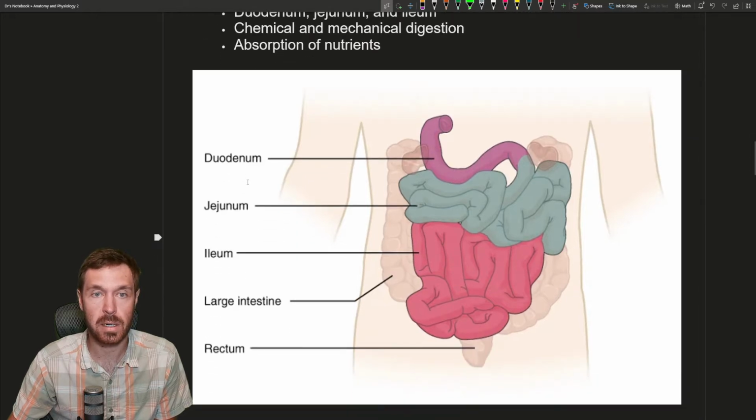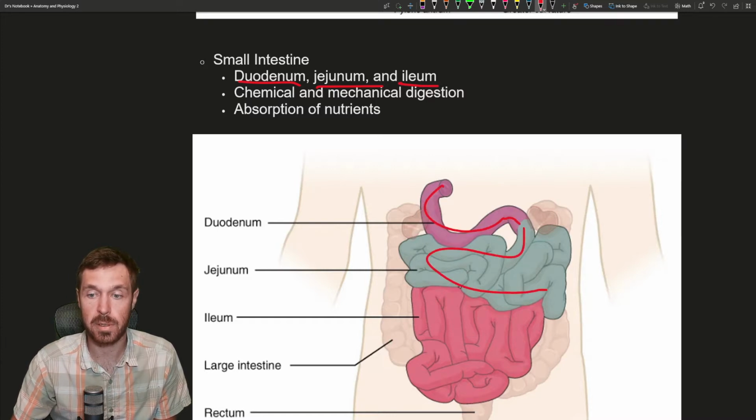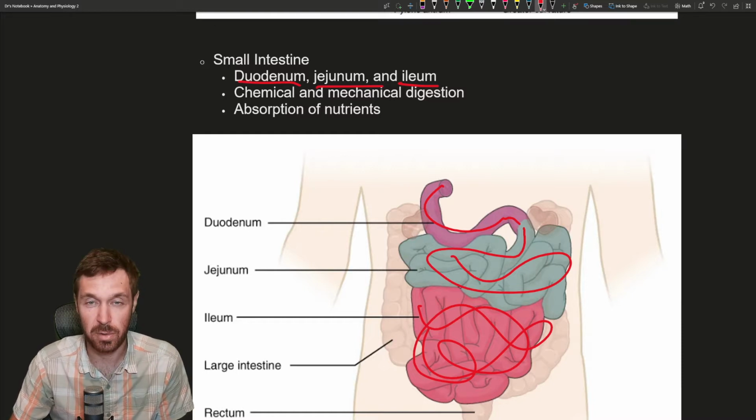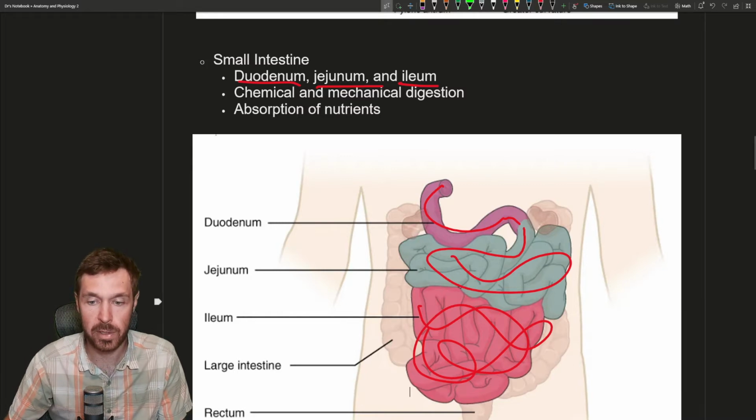So there are 3 parts to the small intestine. Like I said, there's the duodenum, jejunum, and the ileum. The duodenum is just the first little section, the jejunum is the middle section, and the ileum is the final section. The surface area of the small intestine is equivalent to the surface area of a tennis court. Why? Because you need that massive area for all the absorption.